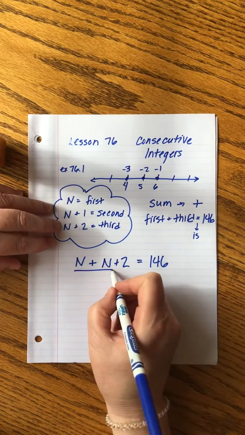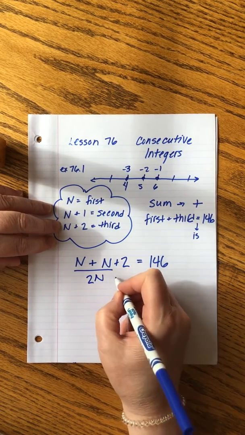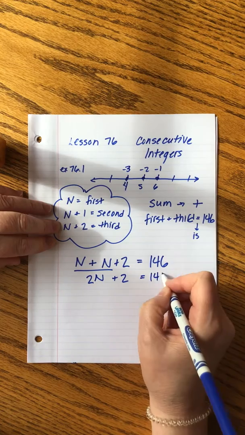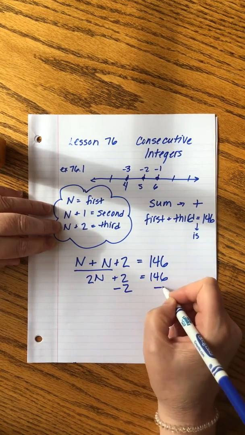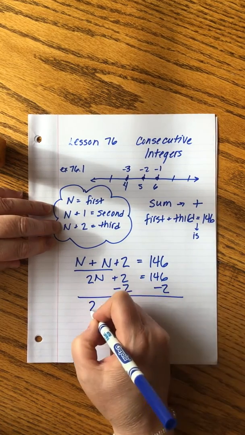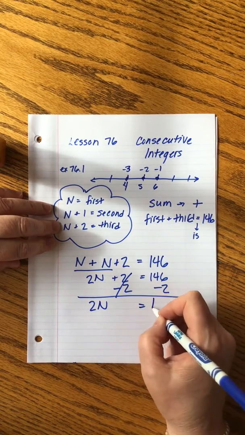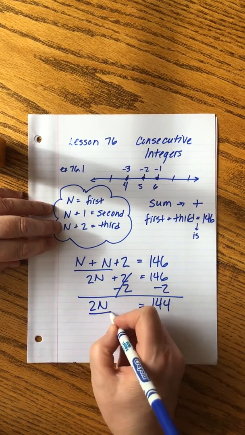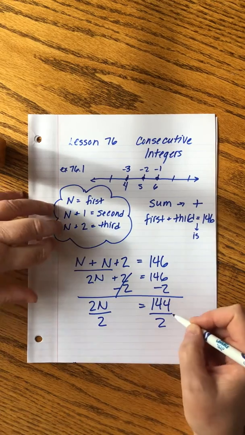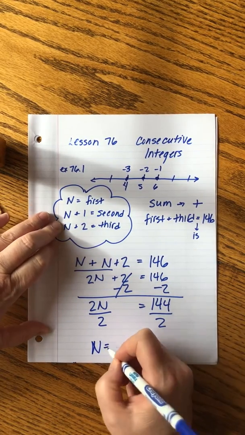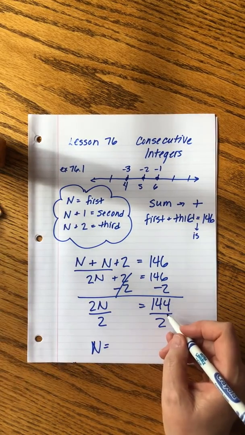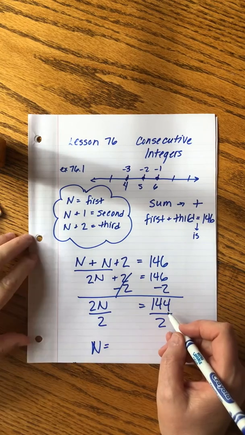Algebra is easy. Add like terms. N equals 72.